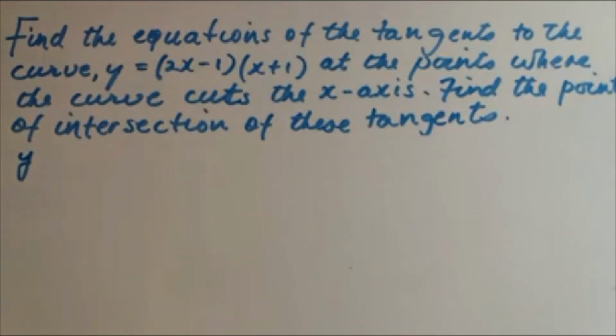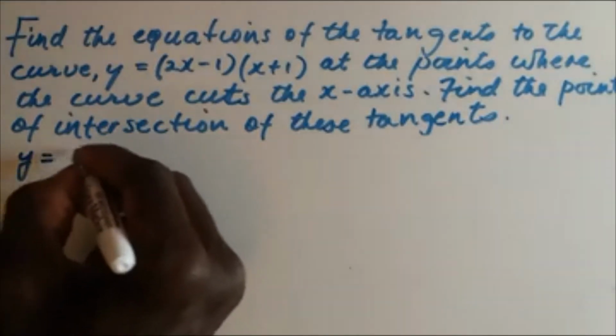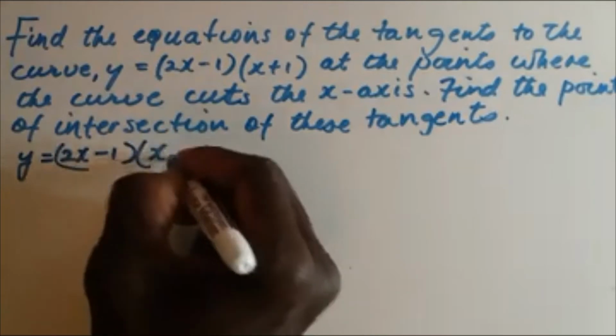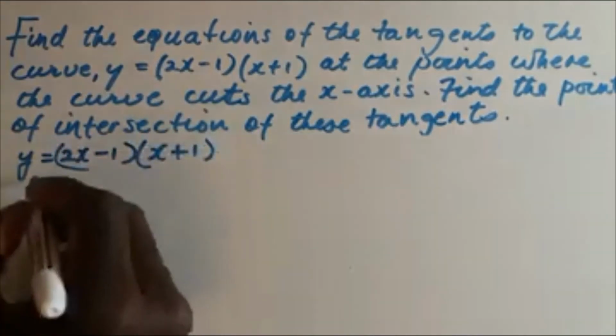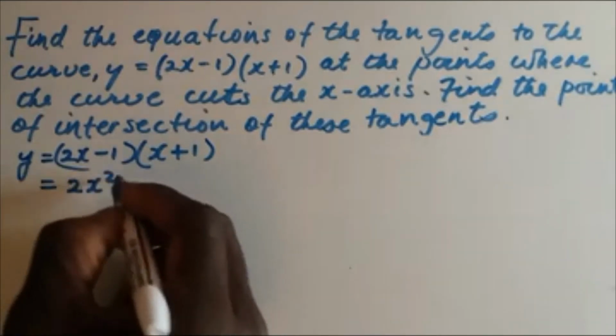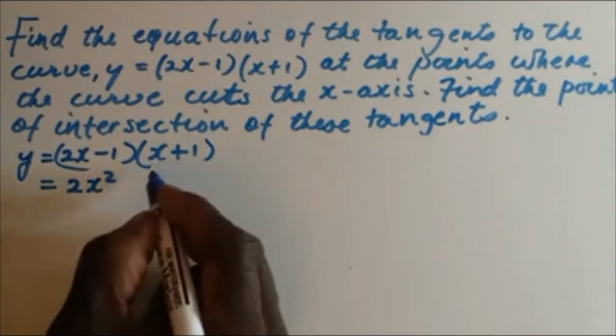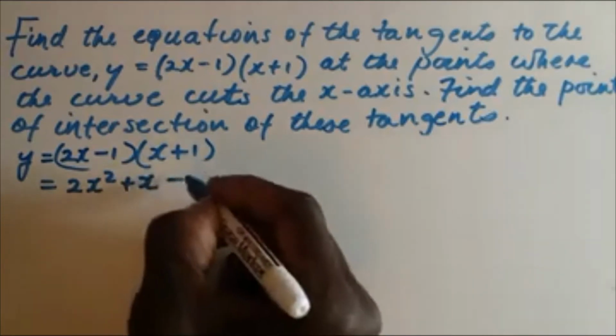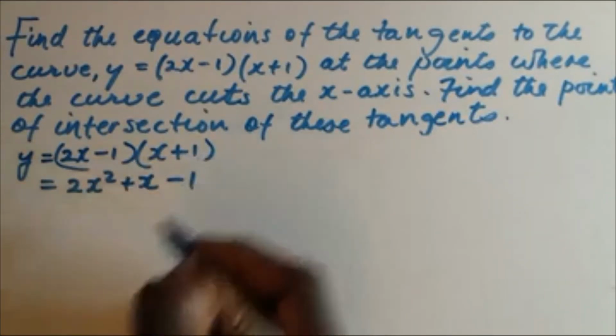So let's start with the curve y equals (2x minus 1)(x add 1). We'll just clear the brackets and see what we have. We have 2x squared, we have a 2x and a minus x, which will give us an x, and we have minus 1 times 1, which is minus 1.